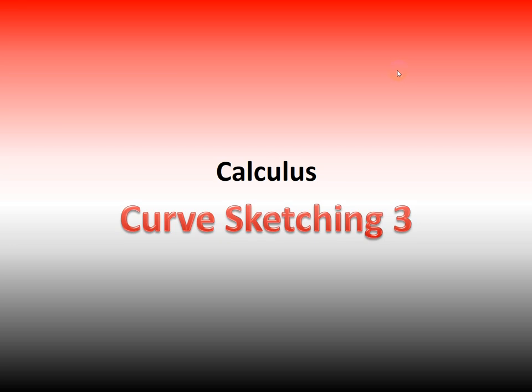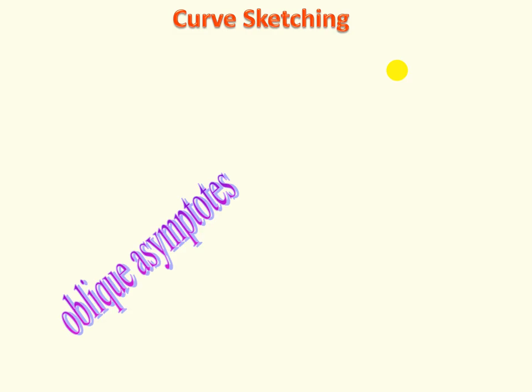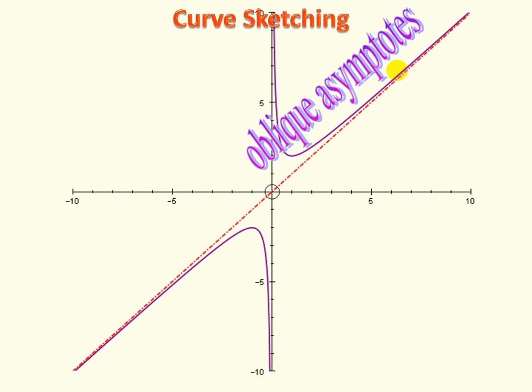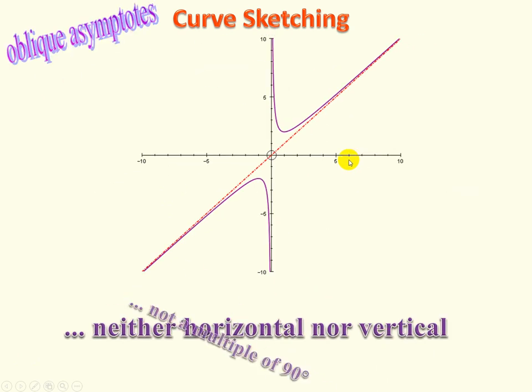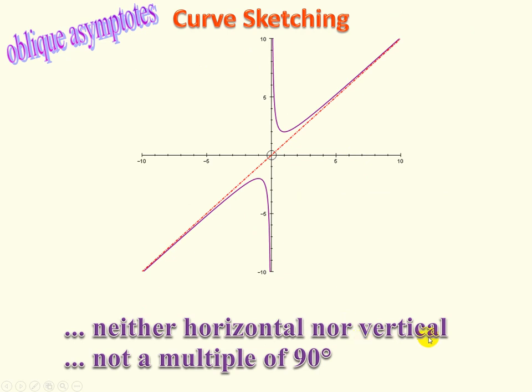So let's do the final part of the curve sketching. This is the one called oblique asymptotes. We've had horizontal asymptotes, we've had vertical asymptotes. Now we have oblique asymptotes. And we only deal with straight lines. So in other words, it's an asymptote with an equation of y equals mx plus c. They're neither horizontal nor vertical nor multiple of 90 degrees.